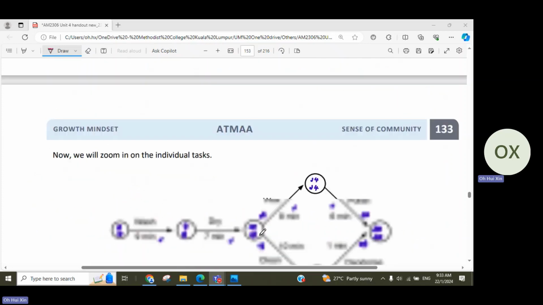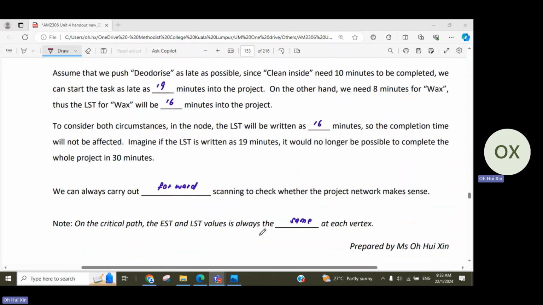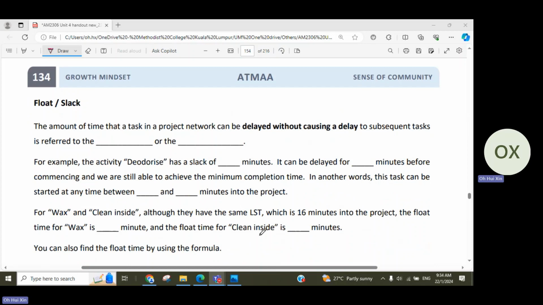Okay, so now we are going to understand it better, and also we come up with a formula for that as well. Okay, so the amount of time that a task in a project network can be delayed without causing any delay to the subsequent task or without causing any delay to the minimum completion time, that's what we call the float time or the slack time.